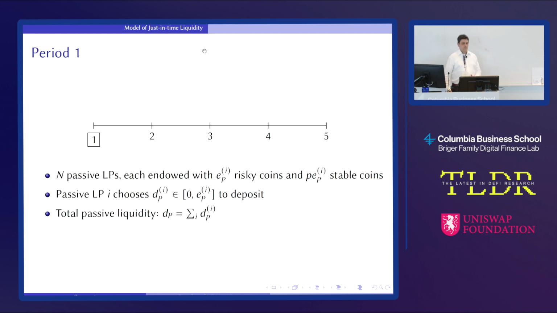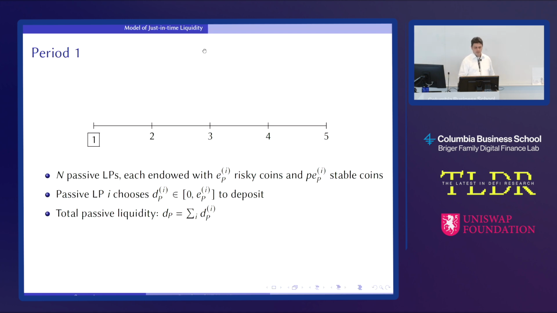So first period, as I mentioned, there are n passive providers which are depositing coins. Let's say EP is the amount of risky coin that they deposit. P times EP is the amount of stable coins. So P is basically the value of one risky coin in units of the stable coin. That's the numeraire that we use in the model. So if we aggregate all the liquidity, we sum all the deposits, we end up with the total depth of the pool.